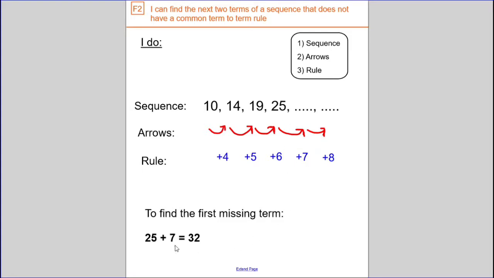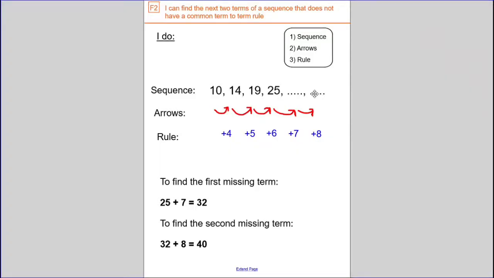So 25 add the 7 gives us 32, and to find the next term we need to add 8, so we need to do 32 add the 8, which gives us 40. And would expect, if we kept going, to be adding 9, adding 10, and so on. So we jot these two down. So the first missing term would be 32 and the second missing term would be 40. So we can see in our sequence the 5th term is 32 and the 6th term is 40.